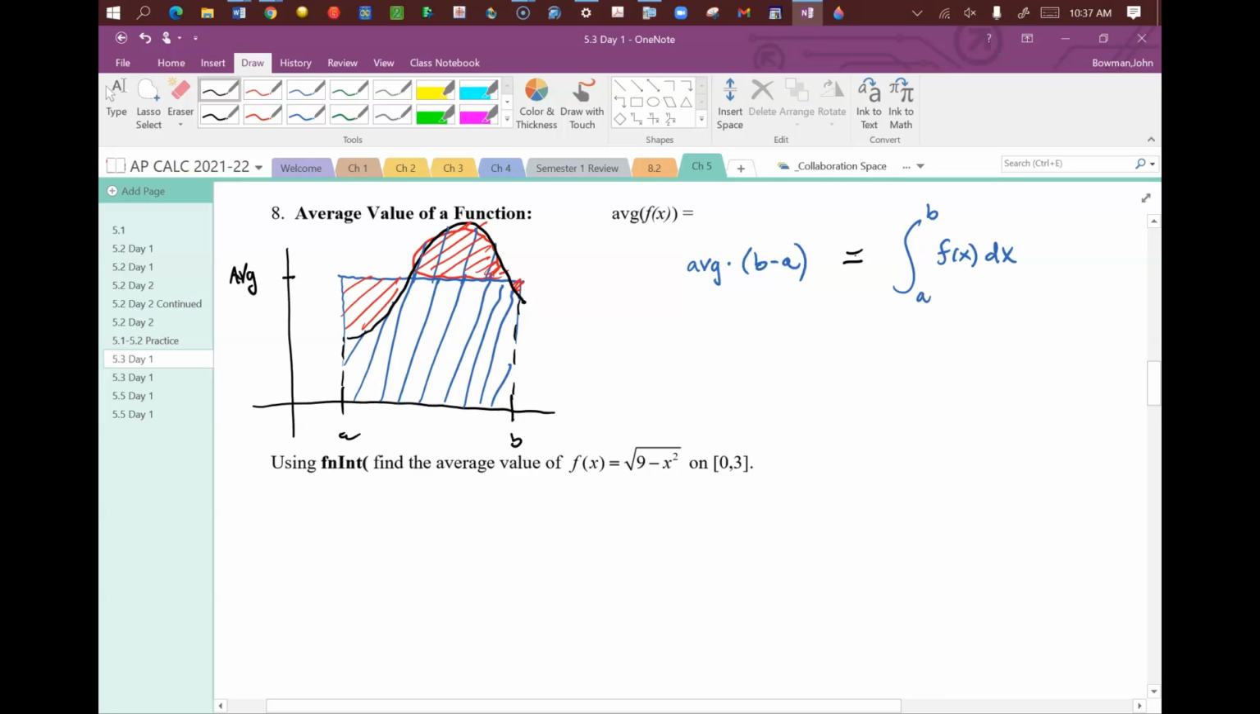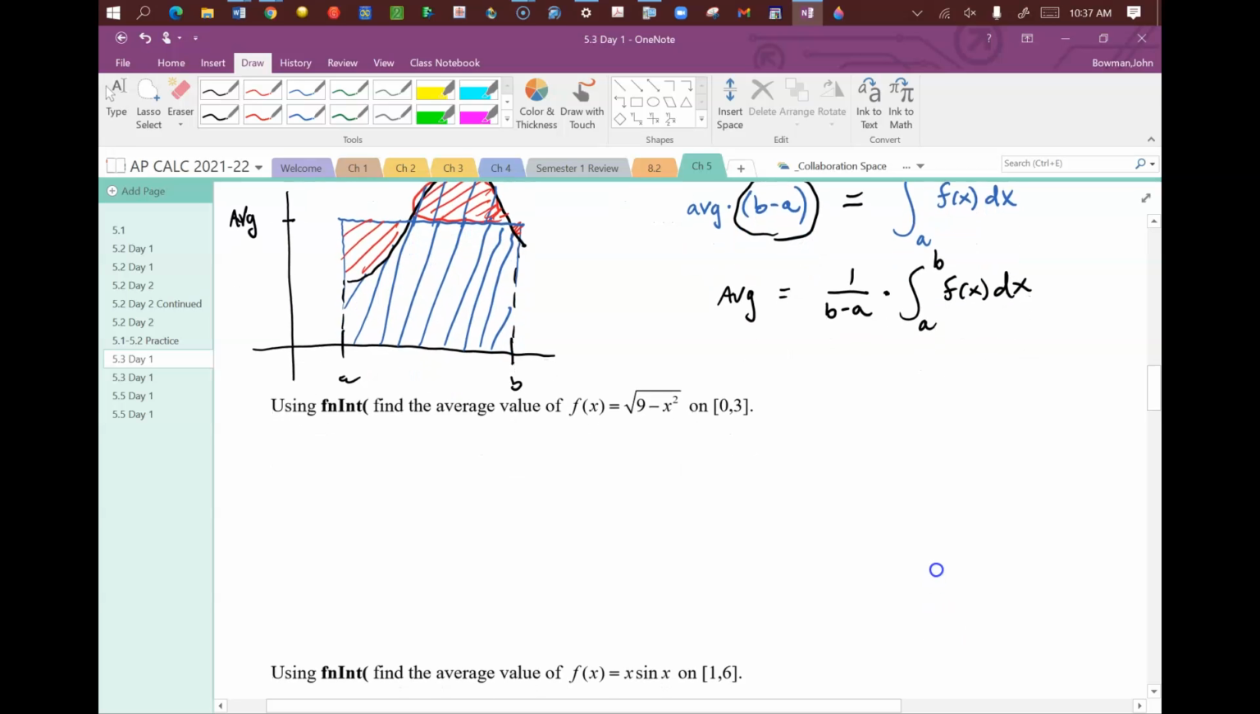Now, why is that important? Here's why that's important. Because if you want to find the average value of the function, you can take the integral from a to b of f of x dx and divide it by the length of the interval. Basically taking this right there, dividing both sides of that first equation by b minus a, the length of the interval. So ultimately, the average value of a function is the integral of the function over a specific interval divided by the length of that interval. So I'd like to do a few examples with that.